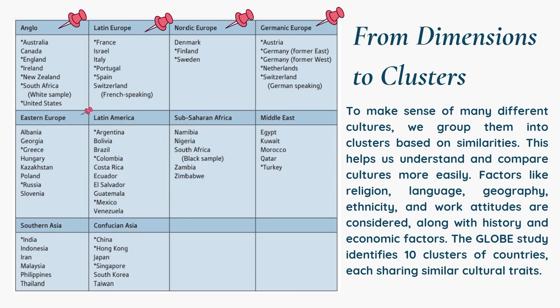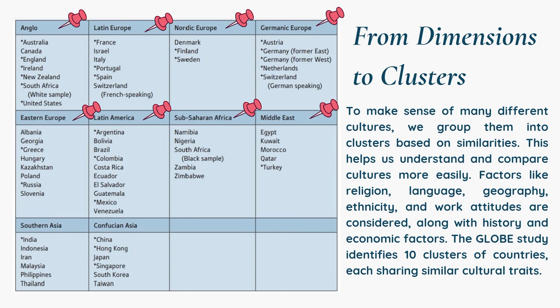For Eastern Europe, it includes Albania, Georgia, Greece, Hungary, Kazakhstan, Poland, Russia, and Slovenia. For Latin America, it includes Argentina, Bolivia, Brazil, Colombia, Costa Rica, Ecuador, El Salvador, Guatemala, Mexico, and Venezuela. For Sub-Saharan Africa, it includes Namibia, Nigeria, South Africa, Zambia, and Zimbabwe.